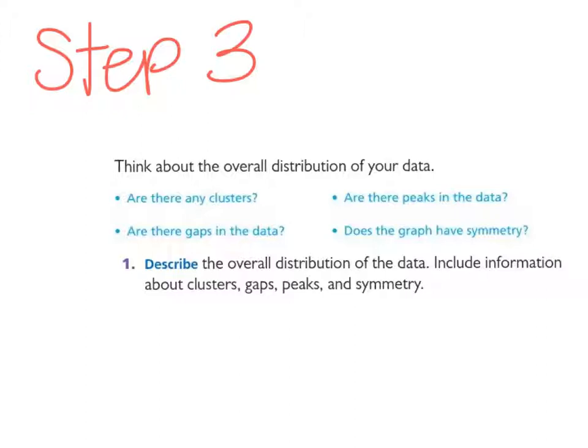And then you need to describe, in your own words, what your data looks like. Describe the clusters, the gaps, the peaks, and the symmetry. So you could say, in my data, we see a gap between pets 1 through 3, and we see a peak at pets 4, or whatever it might be. Okay? So that's what you're going to describe.